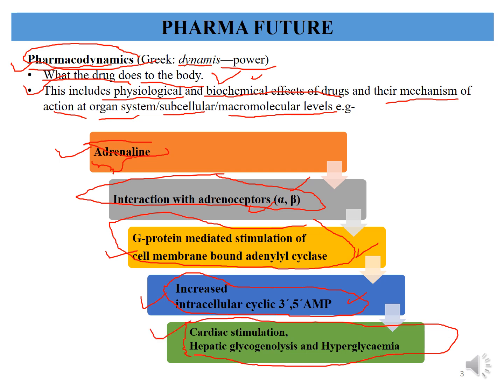By increasing this level, it finally results in physiological responses, that is cardiac stimulation, that is increased heart rate, and hepatic glycogenolysis, the breakdown of glycogen into glucose. Means the concentration of glucose increases. If the concentration of glucose increases, it leads to hyperglycemia.